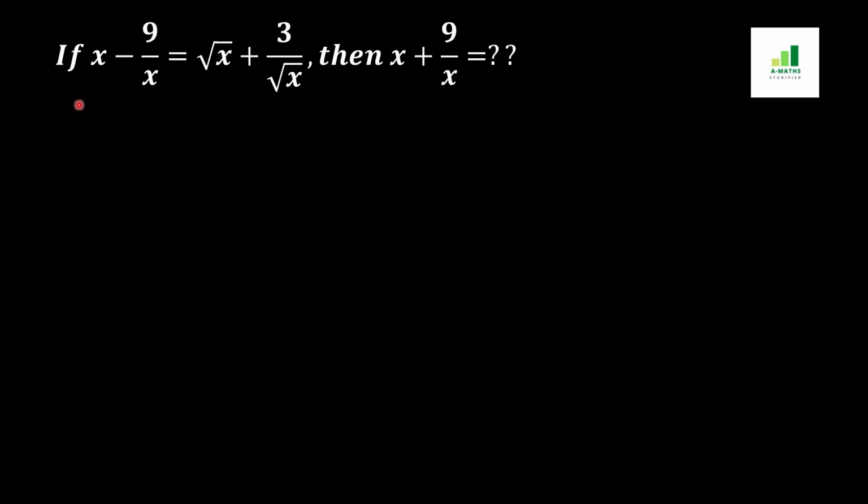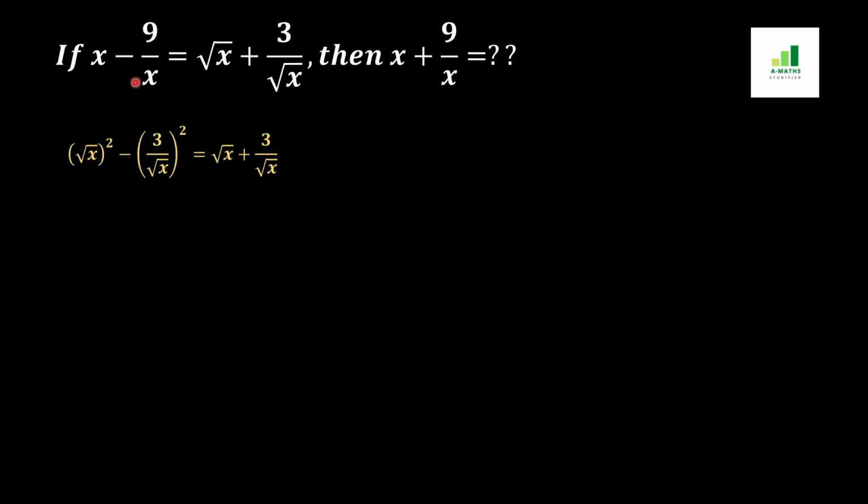So our given question is, if x minus 9 over x equals under root x plus 3 over under root x, then find the value of x plus 9 over x. In order to solve this condition and find the value of this expression, first we will convert this value into a square form.